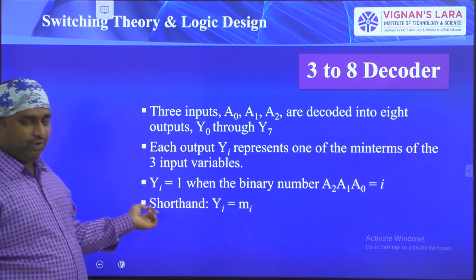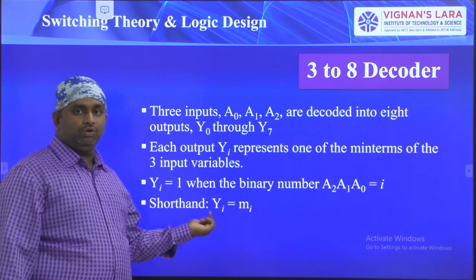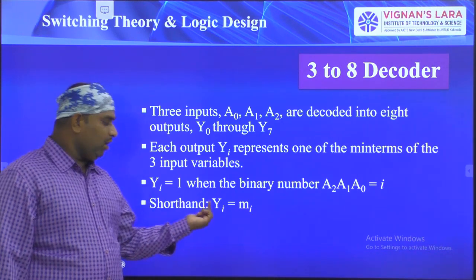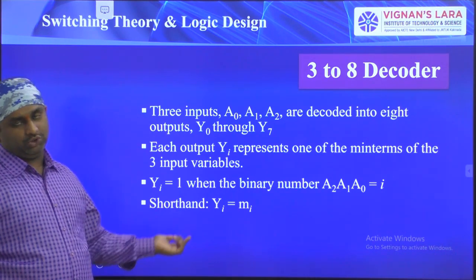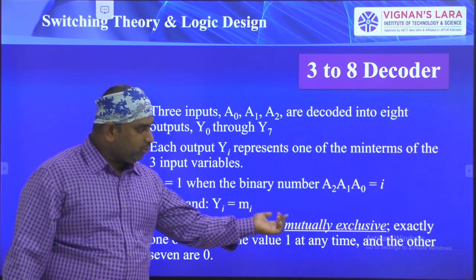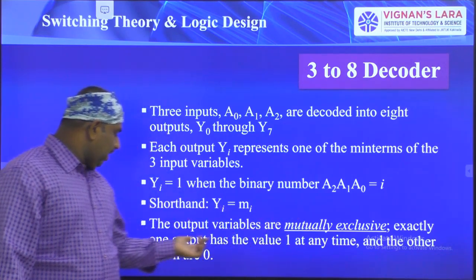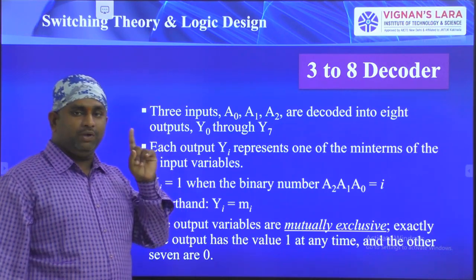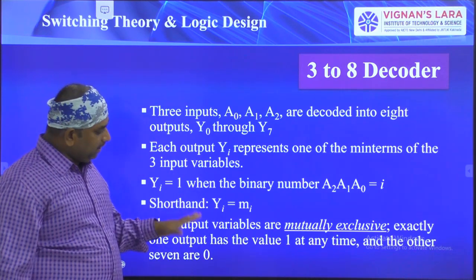Next, it's a very simple thing. Output is equal to the minterm. If minterm 1, then output Y1 is going on. If you have taken M5, Y5 is going on. If you have taken M7, then the Y7 terminal is in the on situation. That is a very simple operation. Next, the output variables are mutually exclusive. Exactly one output has the value 1 at any time, and the other 7 outputs are 0. Totally we have 8 outputs, one output must be 1 and all the remaining outputs are 0 for the decoder. That is what is mentioned in this point.